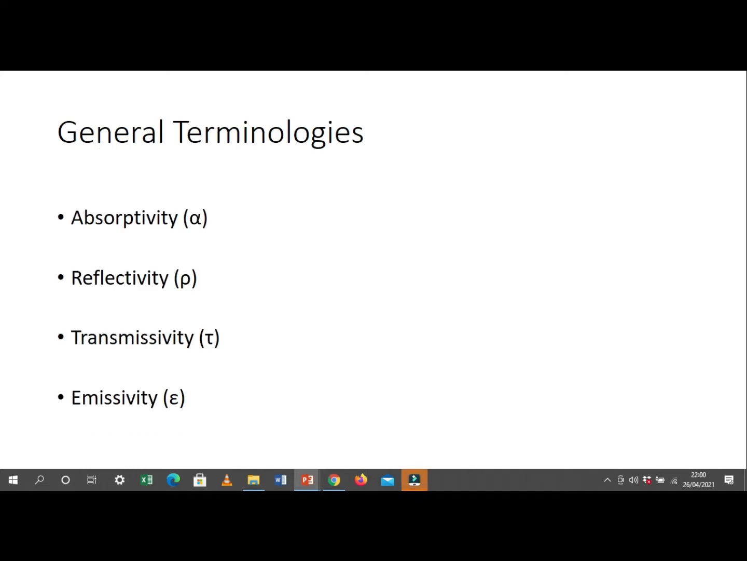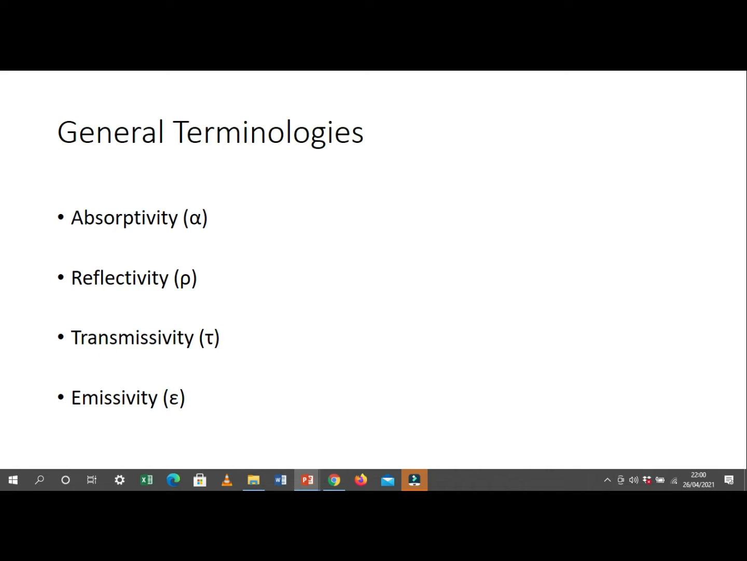Here are some general terminologies related to radiation heat transfer. The first one is absorptivity. It is represented by alpha. Absorptivity is a measure of how much of the radiation is absorbed by the body. Number two, reflectivity. It is represented by rho. Reflectivity is a measure of how much is reflected when the radiation falls on a particular object.